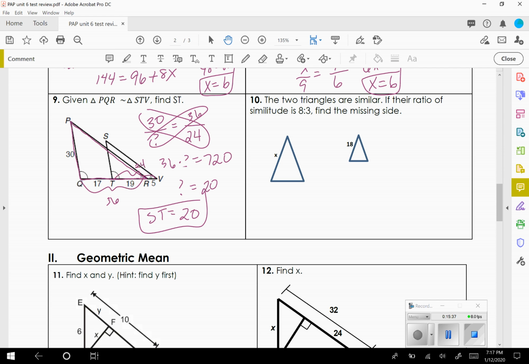Okay, two triangles are similar. If their ratio of similitude is 8 to 3, find the missing side. Okay, 8 to 3. And we need to find x. So we have 8 over 3 is going to be equal to x to 18. So just do your cross products. So 3x is equal to 144. Okay, and divide that by 3. So x is 48.